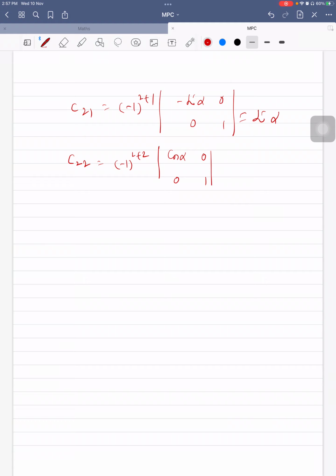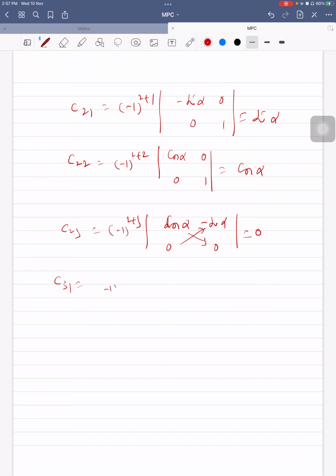So like that, C21 is minus 1 power 2 plus 1 times the determinant of [minus sin alpha, 0; 0, 1], which becomes sin alpha. C22 is minus 1 power 2 plus 2 times the determinant of [cos alpha, 0; 0, 1]. This is cos alpha. C23 is minus 1 power 2 plus 3 times the determinant of [cos alpha, minus sin alpha; 0, 0], which becomes 0, because this into this is minus this into this.